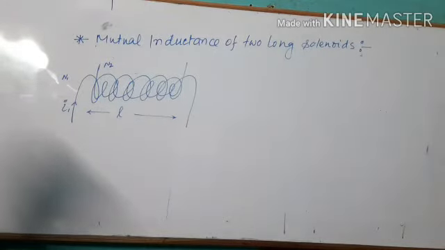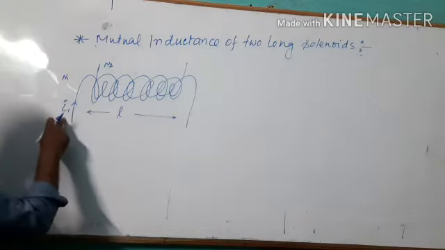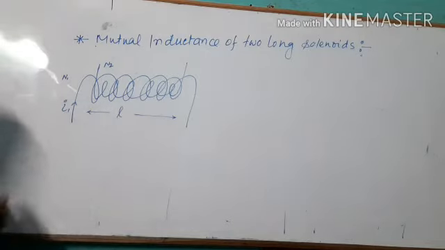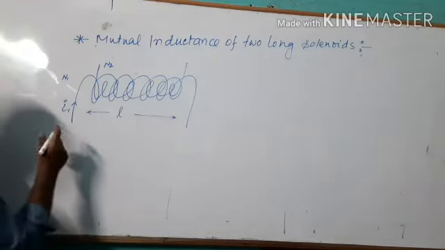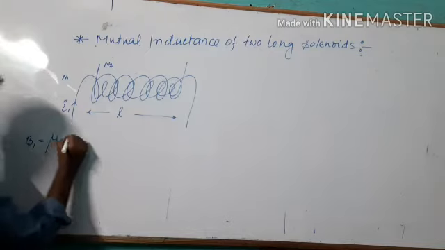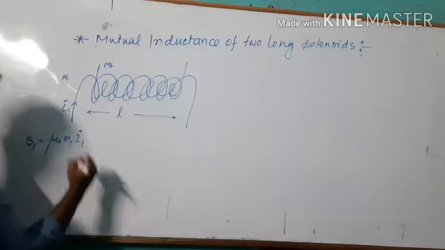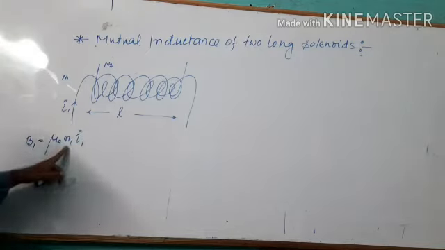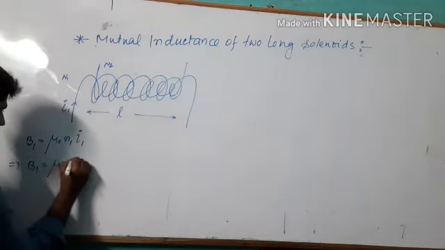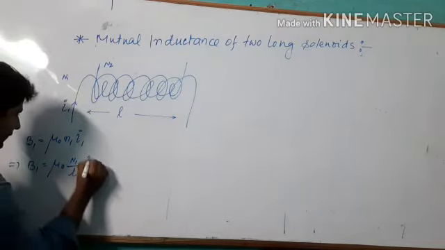If area of cross section is A, so what is the value of magnetic field produced inside the primary coil due to the current I1? So magnetic field produced inside the primary coil is B1 equal to mu 0 n into I1. Now n is the number of turns per unit length. So here we can write B1 equal to mu 0 N1 by L into I1.